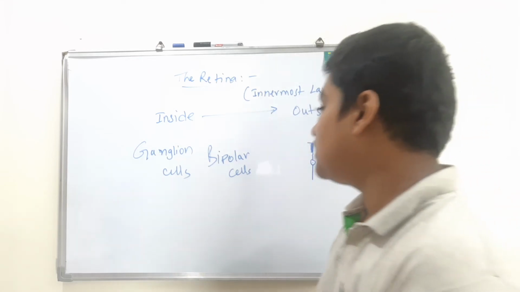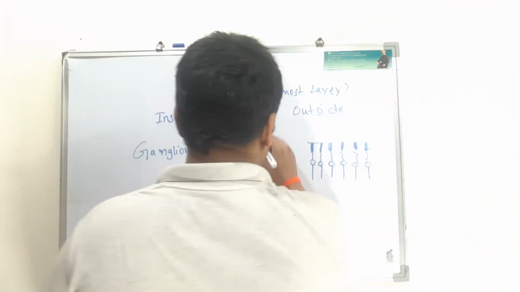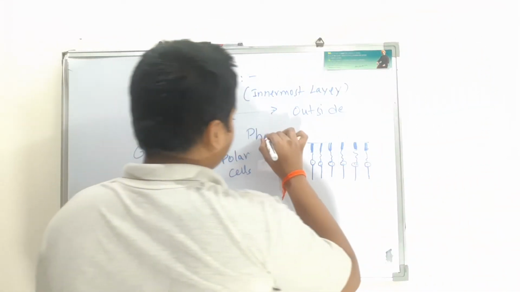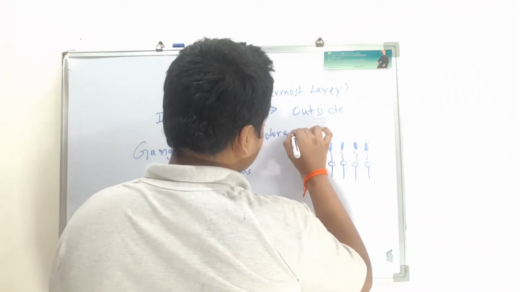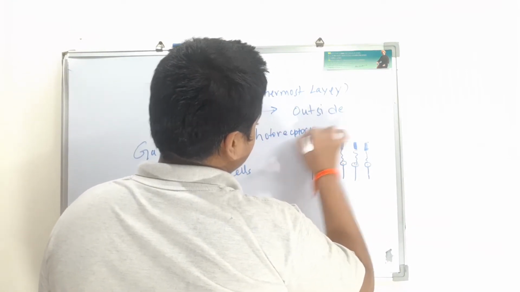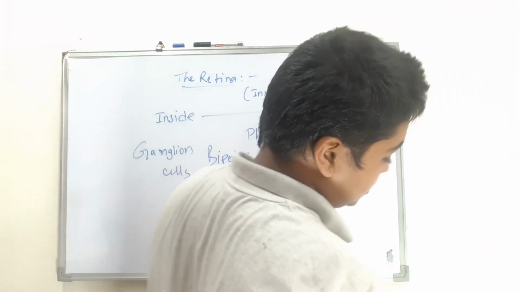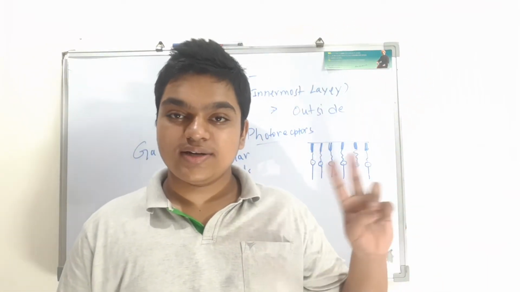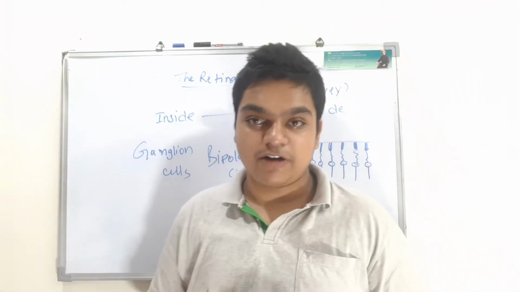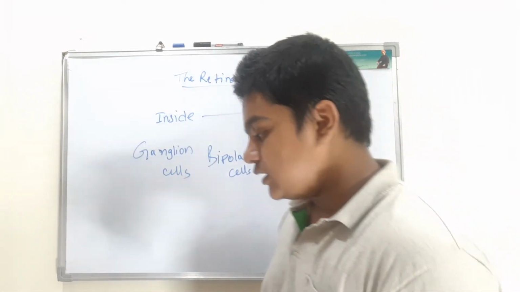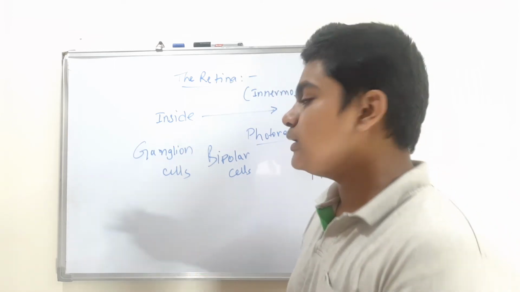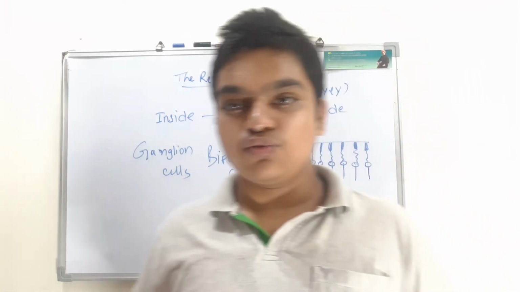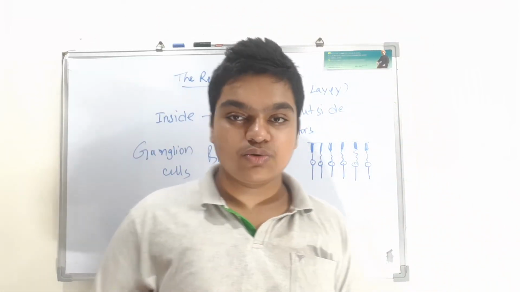Now, the last cell layer is your photoreceptor cells. These photoreceptors are again of two types: one, rods, and two, cones. We'll be seeing the functions of these rods and cones a little while after this.